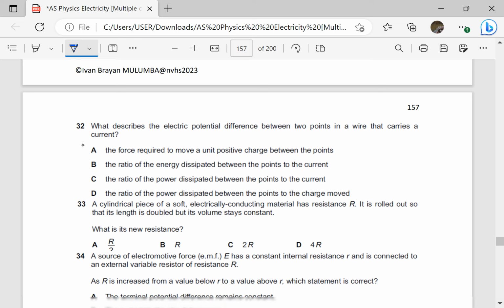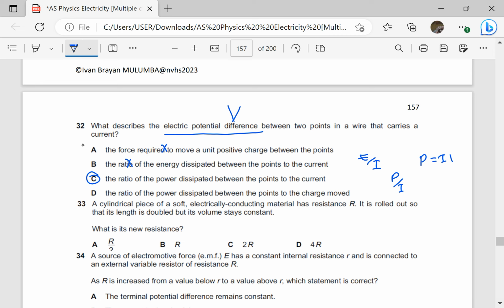What describes the electric potential difference, that is V, between 2 points in a wire that carries a current? Electric potential difference is not a force. Energy dissipated between the 2 points to the current. Energy over current, that is not PD, so this is not correct. Power dissipated between the points to the current. Power divided by current, that is PD, so the answer is C, because we know power is equal to IV.